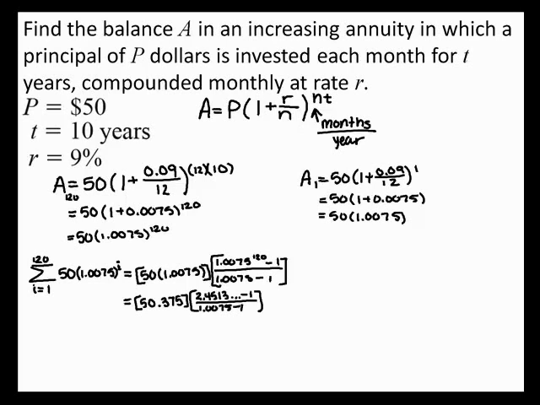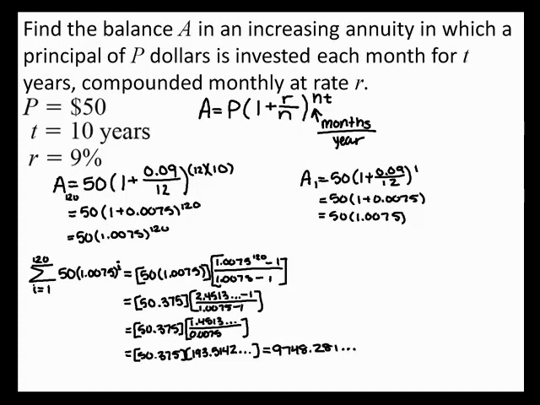Simplify 2 and 4,513 10,000ths minus 1, over 1 and 75 10,000ths minus 1. Simplify 1 and 4,513 10,000ths divided by 75 10,000ths. Simplify 50 and 375 thousandths times 193 and 5,142 10,000ths. Round your answer to 2 decimal places. You find the balance to be $9,749.28.